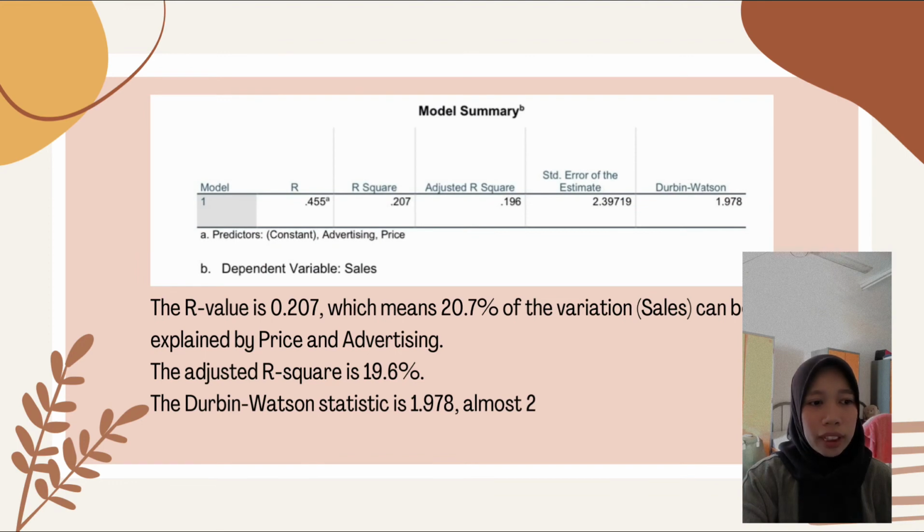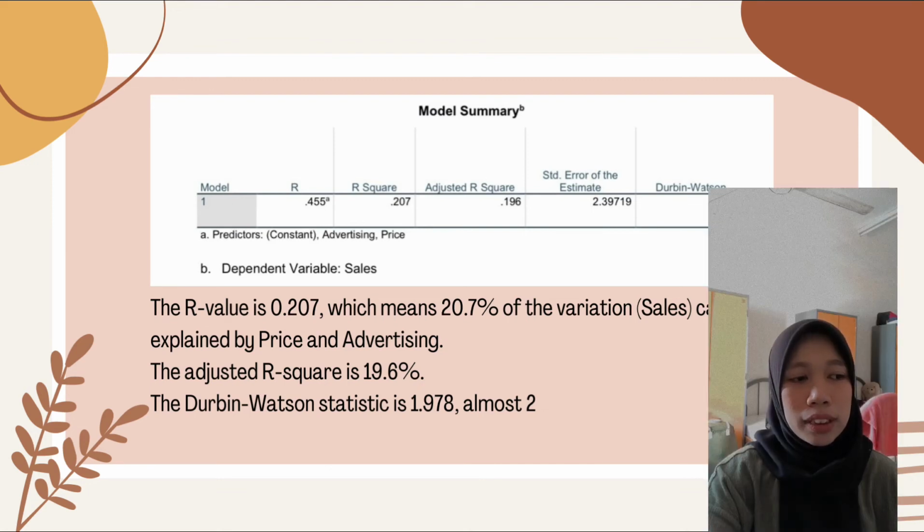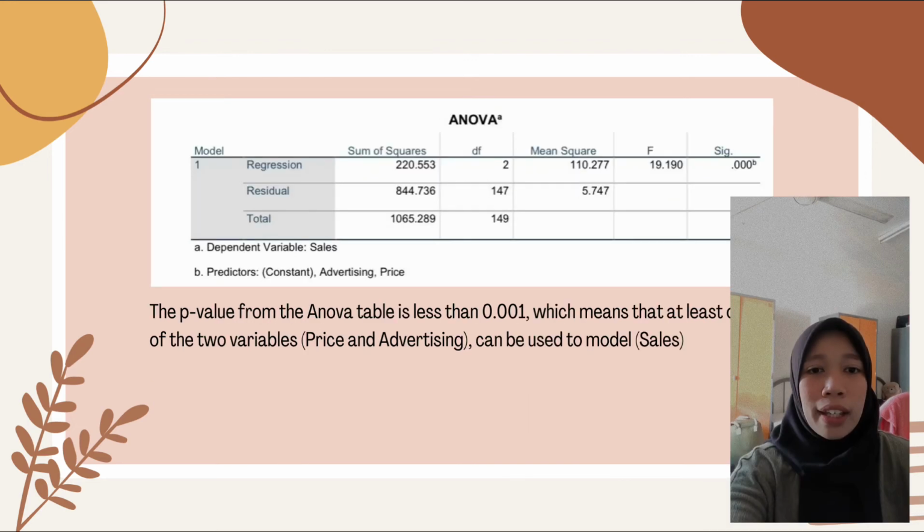Second, model summary. The R-square value is 0.207, which means 20.7% of the variation in sales can be explained by price and advertising. The adjusted R-square is 19.6%, and the Durbin-Watson statistic is 1.978, which is almost 2. And last is ANOVA. The p-value from the ANOVA table is less than 0.001, which means that at least one of the two variables, which is price and advertising, can be used to model.